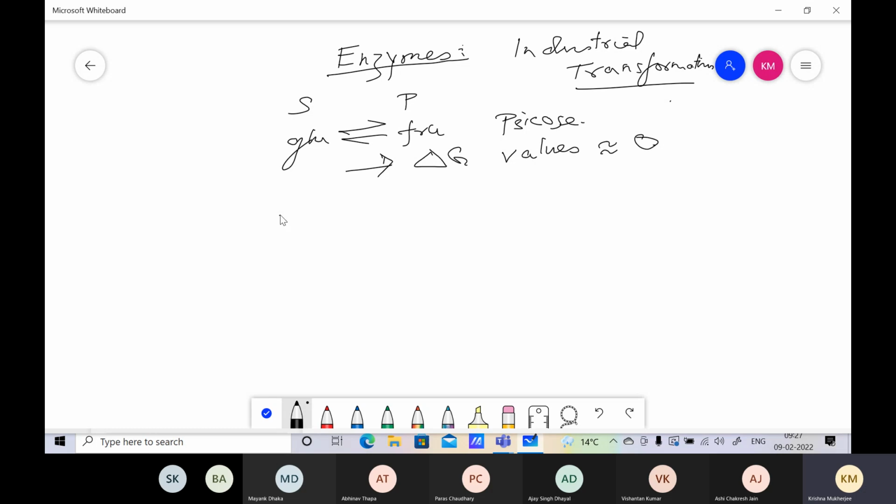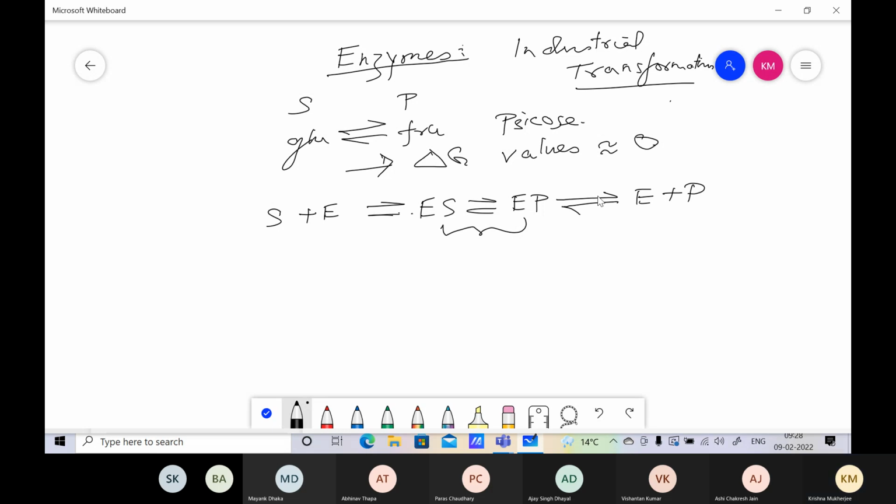So what is the formulation? S plus E is ES. Now I will write this as some kind of equilibrium with EP. Not SP, ES, EP, and this is actually one and the same. And this reaction now is no longer this. It is E plus P. Got the point? All of you clear about this formulation?